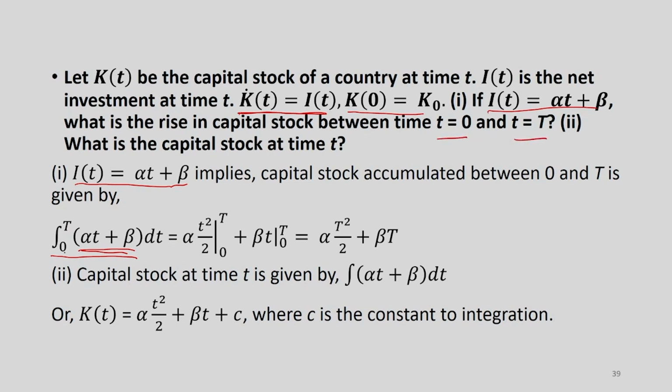and capital T. So, these are the upper and the lower limits. Well, after I do the integration, I get alpha t square divided by 2 plus beta t, but I have to take the upper and the lower limits. So, those are written here, and this is coming out to be alpha capital T square divided by 2 plus beta capital T. So, that is the answer. This is the rise in the capital stock between 0 and capital T.